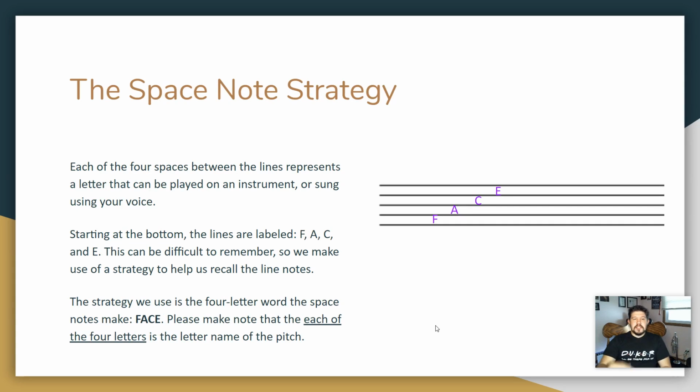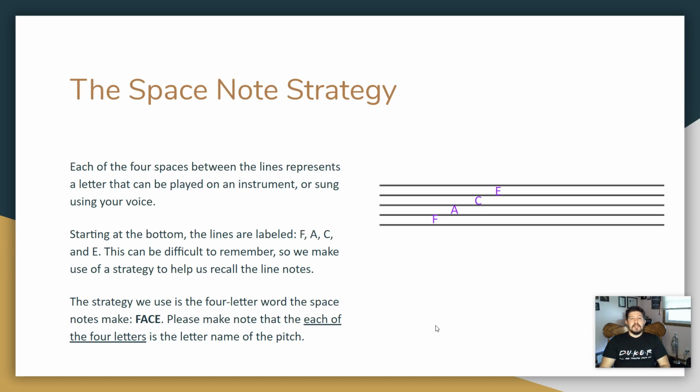Moving on here to our space note strategy. Each of the 4 spaces represents, very much like the lines, a note that you can sing or play. Starting at the bottom, the letters are labeled F, A, C, and E.